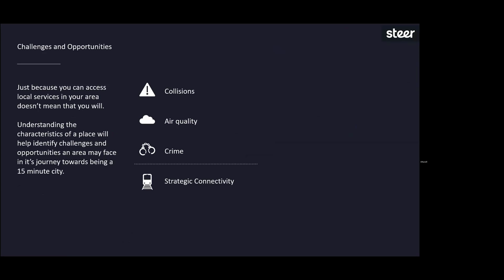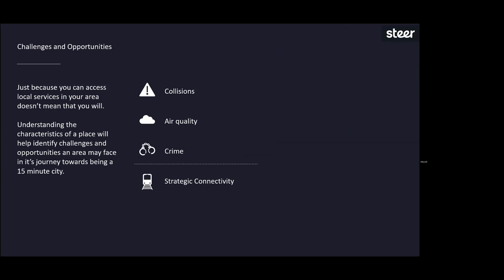But just because you can access something by walking to it within 15 minutes doesn't necessarily suggest that you will do it. There are lots of challenges and opportunities and factors that might determine how successful an area may be in terms of realizing its 15-minute city potential.